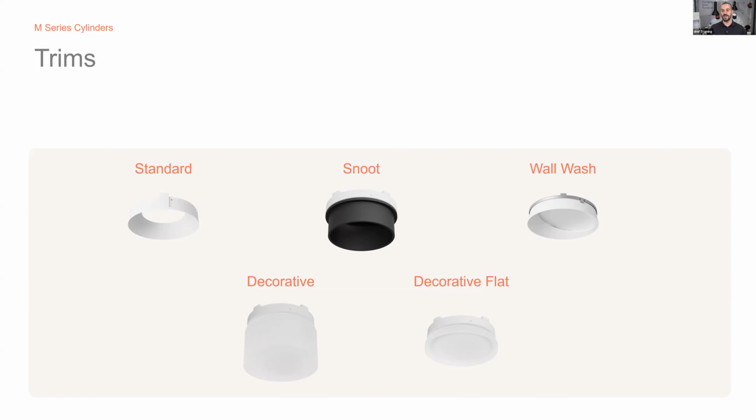There's our wall wash trim, which sits really nice and discreetly inside of the lens of the extrusion of the fixture, and has a nice rotation feature built in. And then we do have our two different decorative trims. So the standard decorative trim is the one we just saw a moment ago.